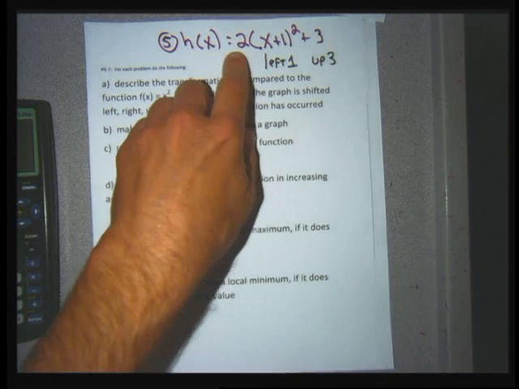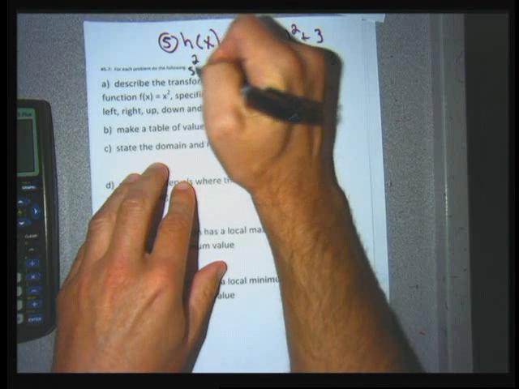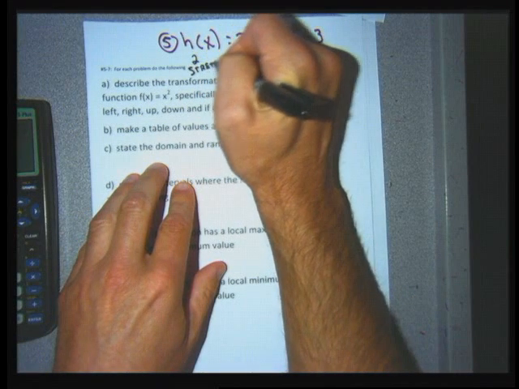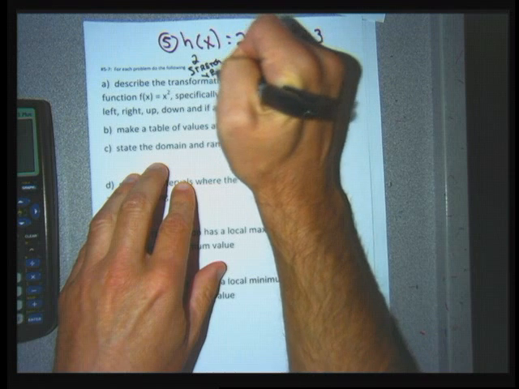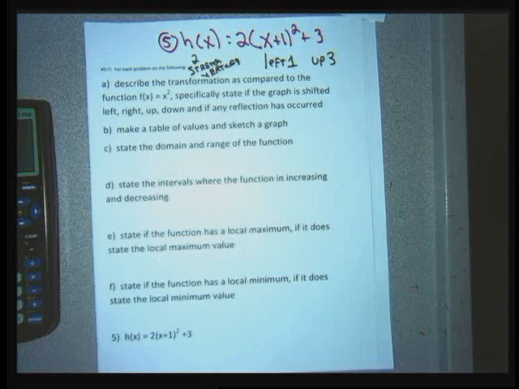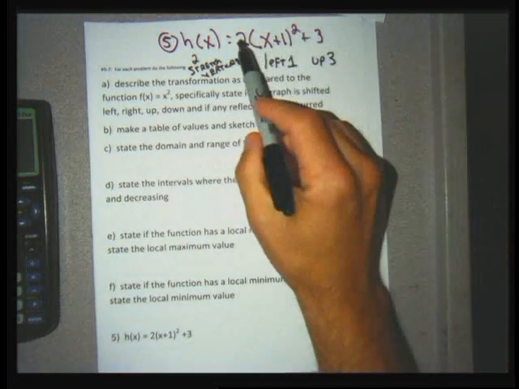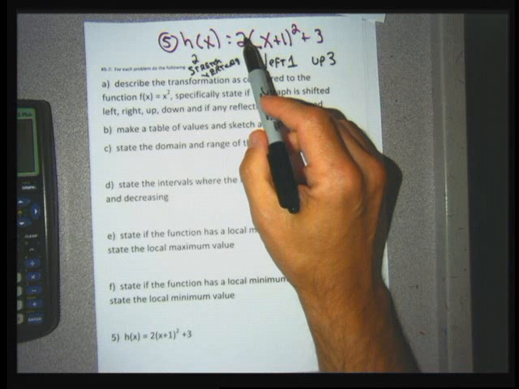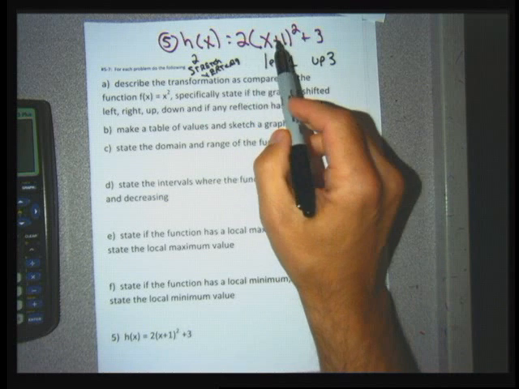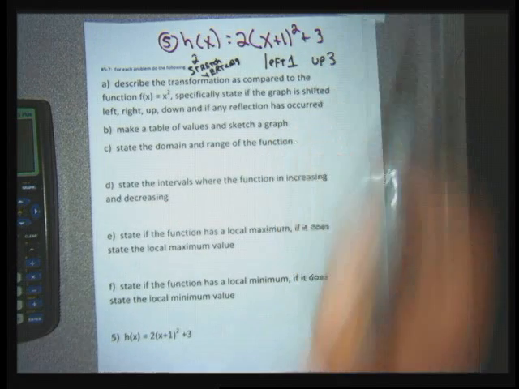The 2 makes it skinnier. With the 2 here, we say that it stretches it vertically. It's going to make it skinnier than a parabola that doesn't have that number in front of it. So that's describing the transformation. A negative in front of this would have reflected it over the x-axis. You would have been required to say that. The plus 1 in the parentheses makes it go left 1. The plus 3 makes it go up 3.